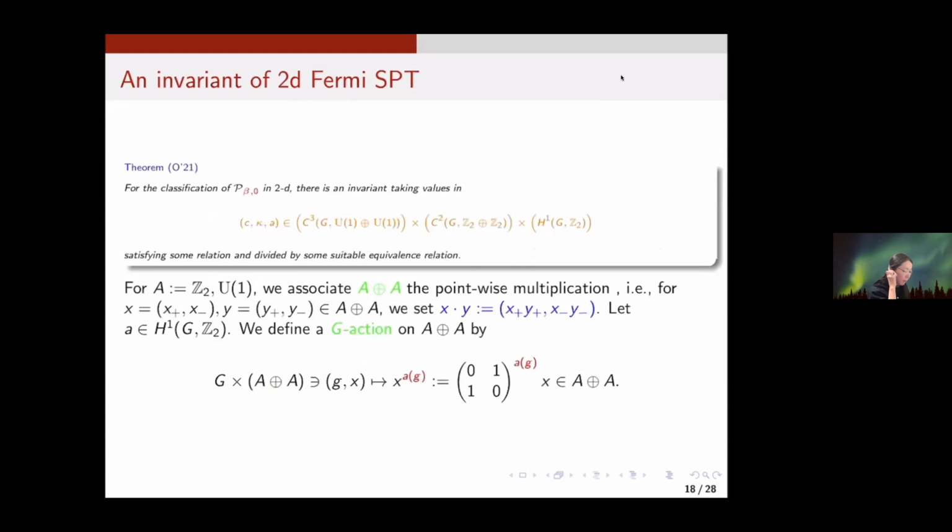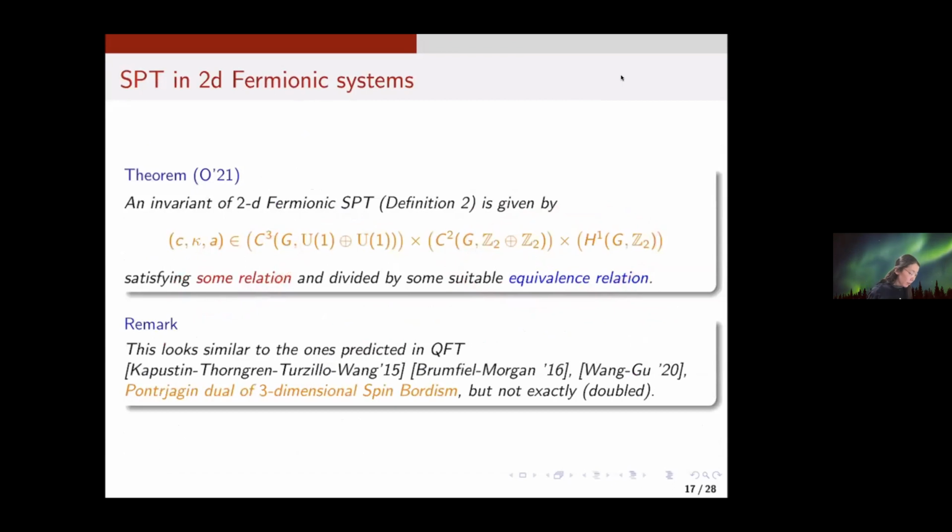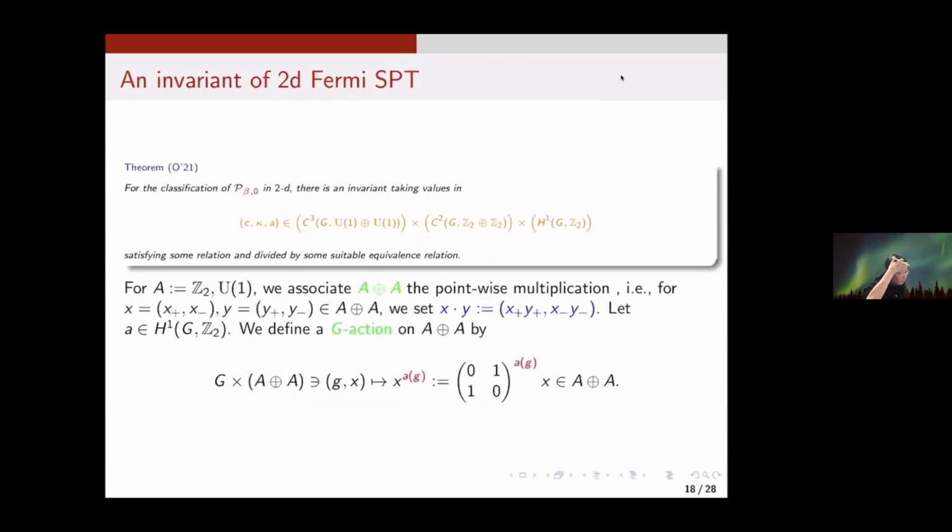So before talking about that, let me explain more precisely what this relation is and what this equivalence relation is. So here, as we noted, there is a direct sum of abelian group, either Z2 or U1 here and there. And as usual, I consider pointwise multiplication for that. And now on these things, A plus A direct sum, I would like to introduce some group action given by first group cohomology or group homomorphism from G to Z2 as follows.